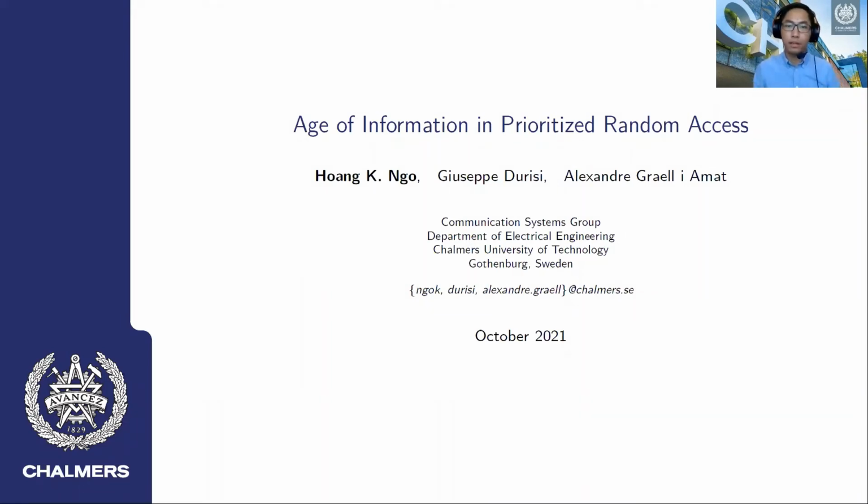I'm going to present a work on age of information in prioritized random access. This is a joint work with Giuseppe Durisi and Alexander Amat. We are working at Chalmers University of Technology.